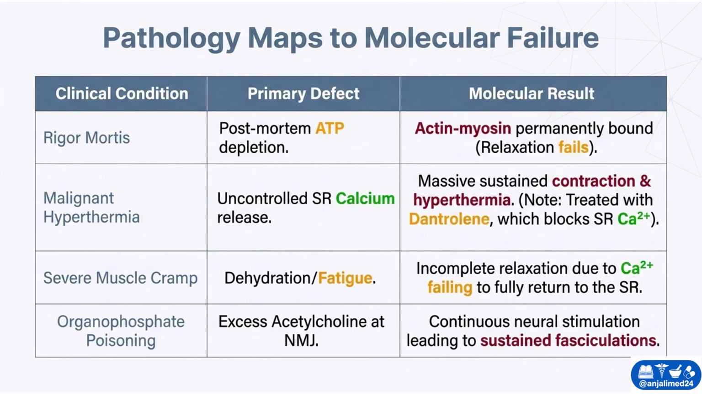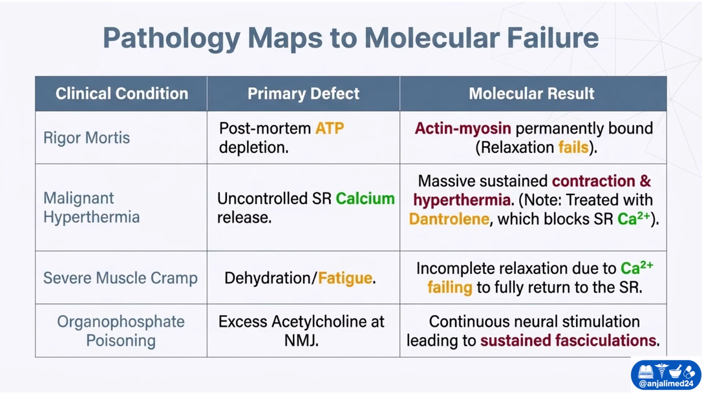This dramatically increases ATP consumption and heat production, leading to severe hyperthermia, muscle rigidity, acidosis, and rhabdomyolysis. The treatment is dantrolene. It works by blocking calcium release from the sarcoplasmic reticulum, thereby inhibiting the contraction cycle. This is a classic example of targeting molecular physiology to save a patient's life.